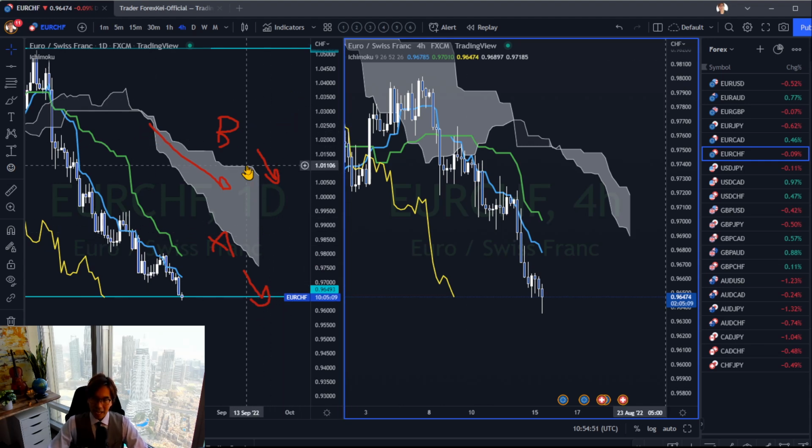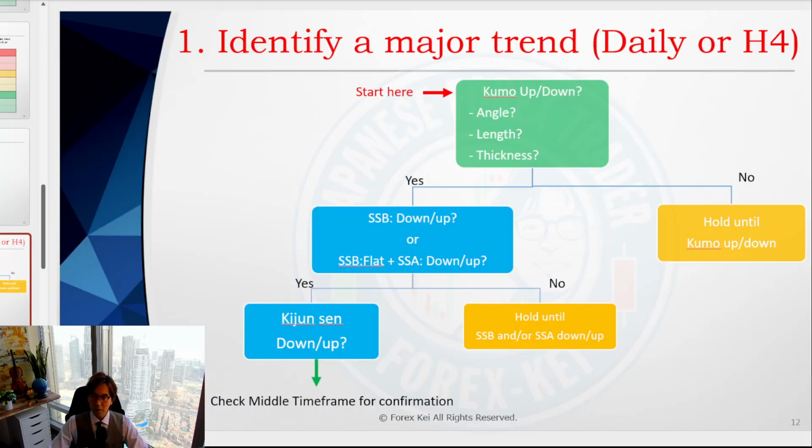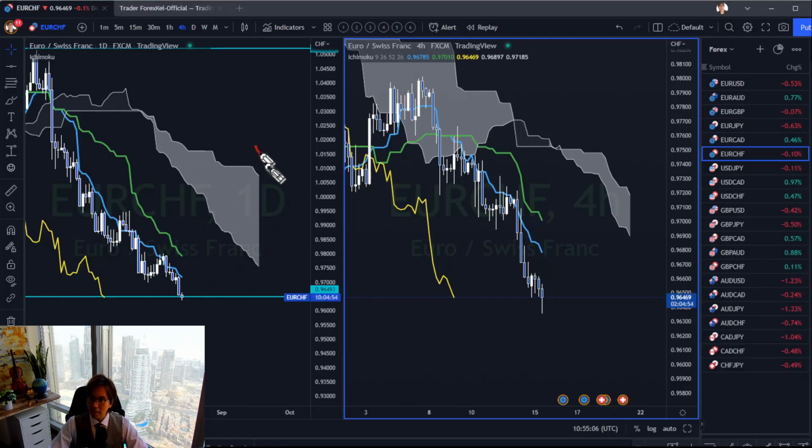Once you confirm the angle down of Senko span B and A, then you also have to look at the angle, length and thickness of the Kumo. Angles are down, B and A, and thickness is looking good, right? Because the Kumo gets thicker and thicker. This means this is a stable downtrend in the long term. Even if the market might retrace back, that will most likely be a minor retracement, and the market continuously goes down. That's what this Kumo thickness means. So make sure you have a thick Kumo.